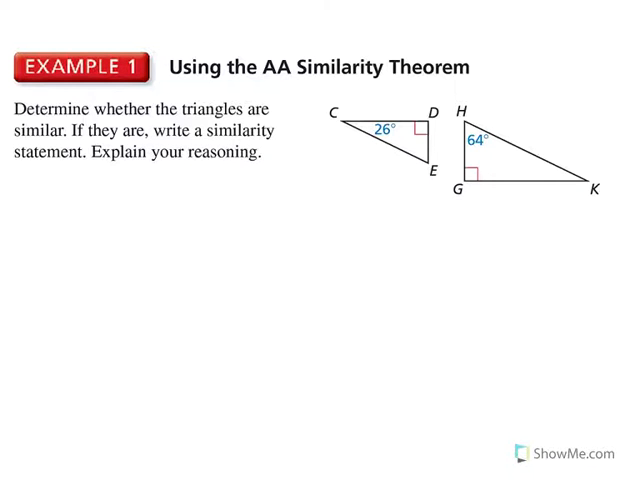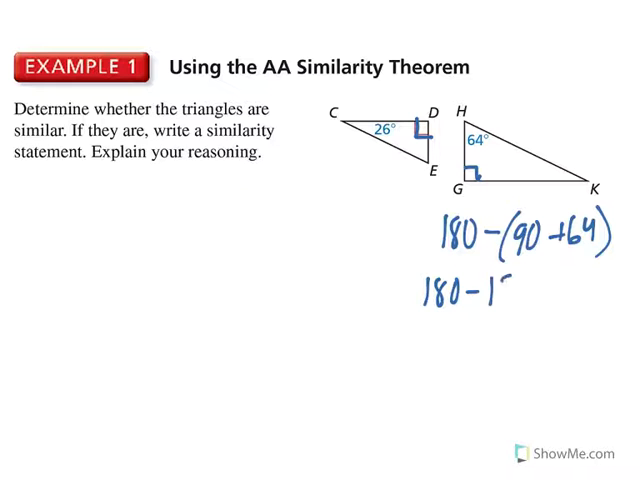So if we look at this first example, it says determine whether the triangles are similar. We have two right angles, so that part we can see. And then we have an angle in each one, so we can always solve for our third angle by doing 180 minus those two other angles added together. So I have 90 plus 64, and when we simplify that, we get 180 minus 154, which leaves us with 26. So I plug in 26 degrees here.